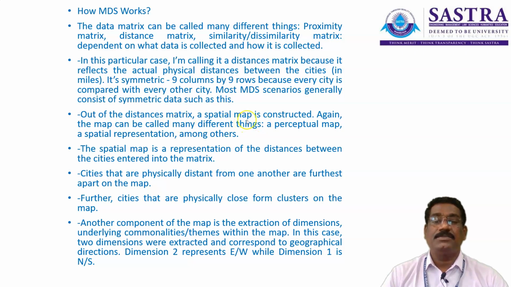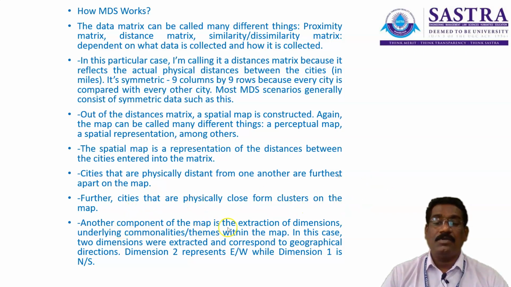Out of the distance matrix, a spatial map is constructed. Again, the map can be called many different things, and in fact we want to see it visually, so we can have a representation through a perceptual map, a spatial representation, among others. The spatial map is a representation of the distances between cities entered into this matrix. Cities that are physically distant from one another, or furthest apart on the map, have been captured here and keyed into the SPSS data analysis. Further, cities that are physically close form clusters on the map.